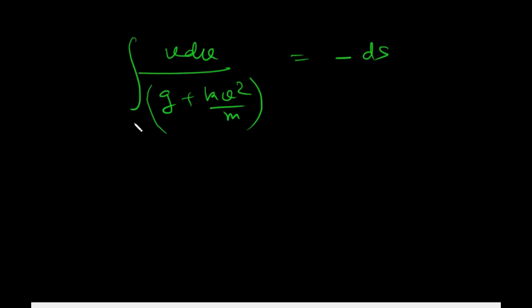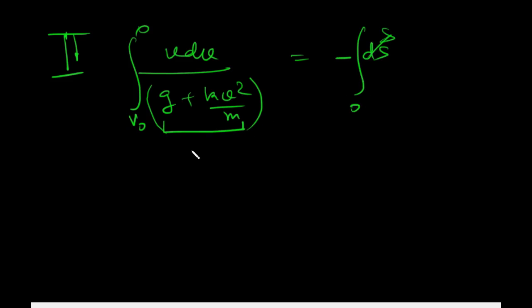So we get v dv by g plus kv square by m, right, equal to minus of ds. Now this is from v0 to 0. Why 0? Because the body will stop at some point and then it will start going down. Okay, so we just integrate this from 0 to s.